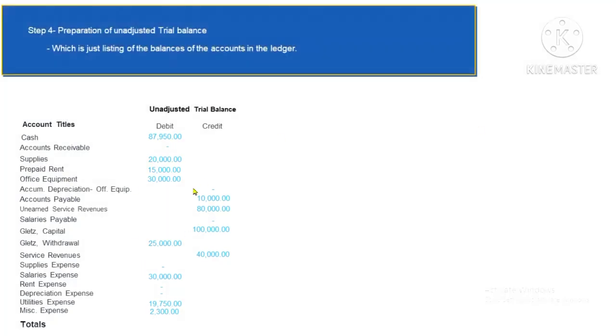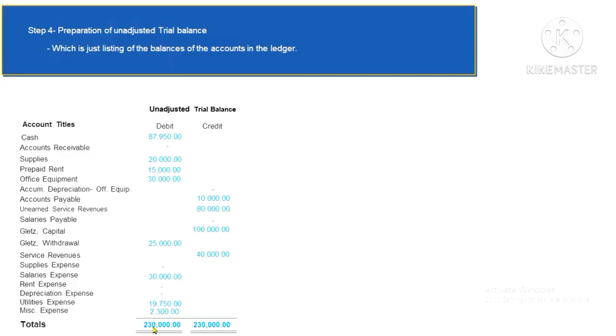Let's go back to this one. To finish this, we need to total all the debits and we're going to get 230,000, which is also the balance of all the credits. Take note that the totals have a double underline, which we call the double rule. So that's it for step 4.